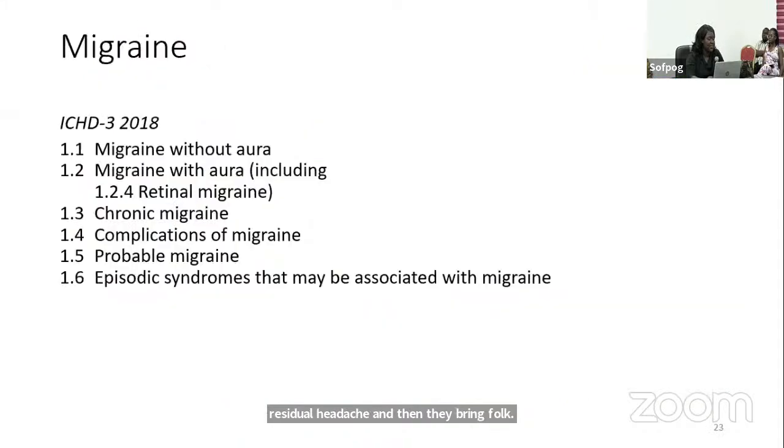The ICHD-3 actually has 6 categories for migraine headaches, which include migraine without aura, migraine with aura, chronic migraine, complications of migraine, probable migraine, and then episodic syndromes that may be associated with migraine. Of these, the first 3 are common, so I'll go through the diagnostic criteria for them.